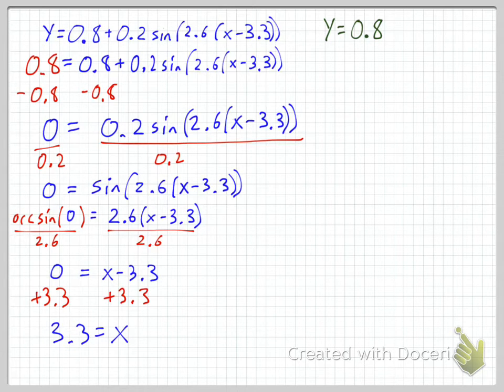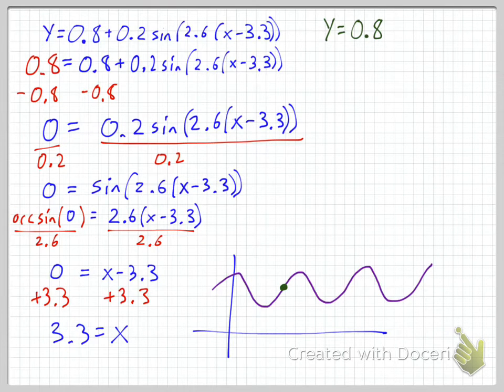But not so fast, because that's not the only right answer. In fact, if we think about a graph of sine, let's say my answer is over here, right? See that green dot? If that's the answer, where y is 0.8, there's actually another answer over here, where y is 0.8. And there's another one over here. And there's actually an infinite number of answers.